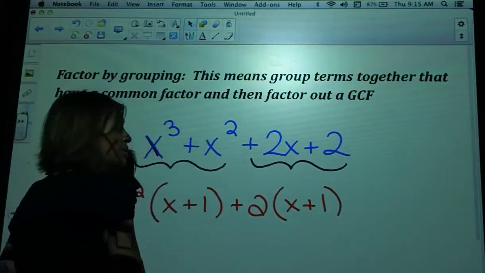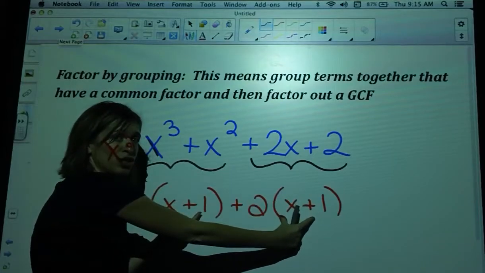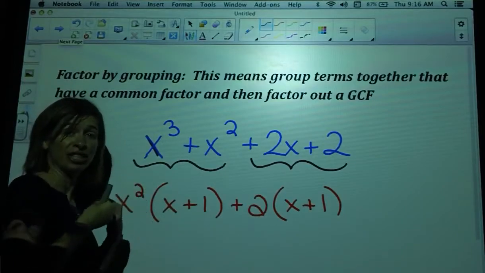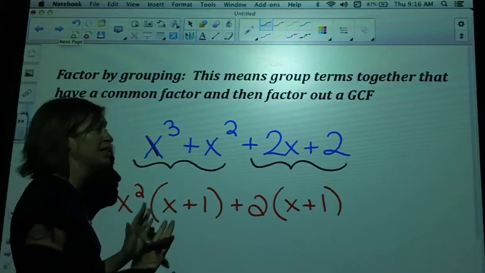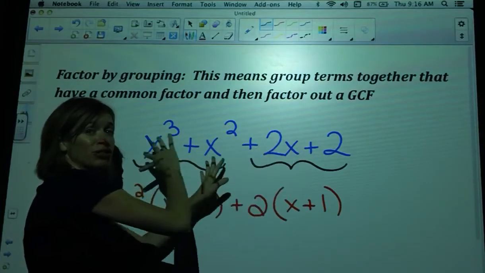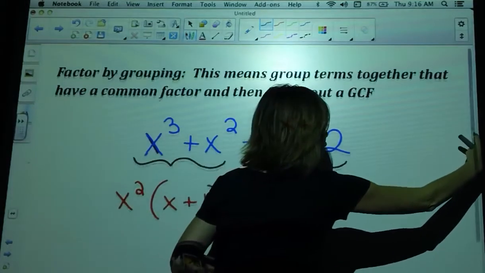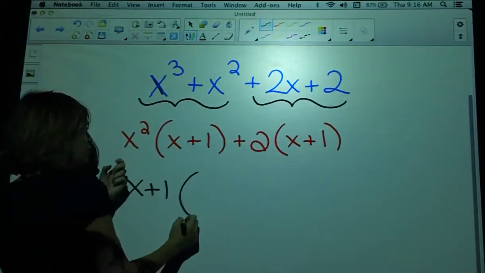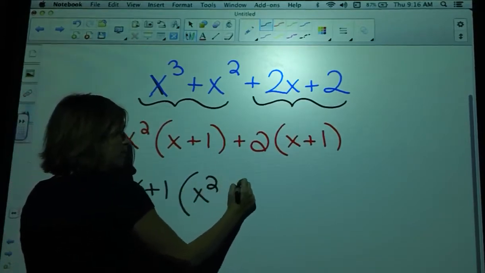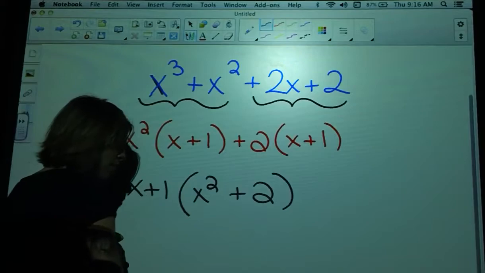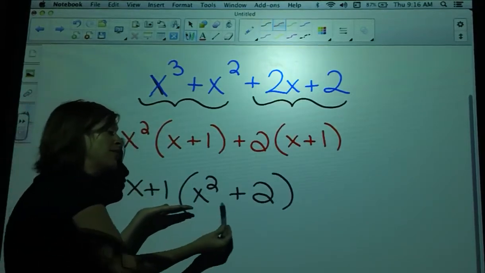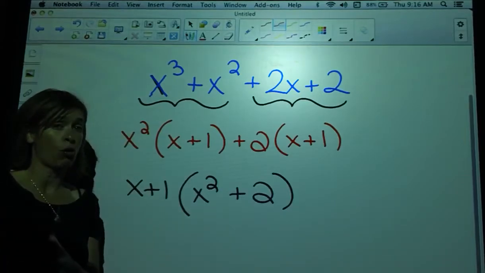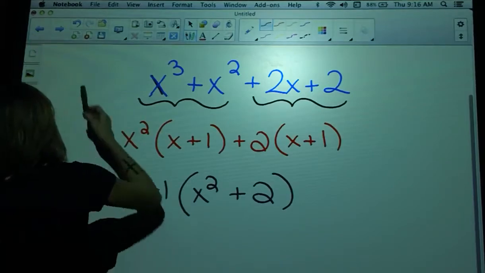Now, in order for the grouping to be correct, these 2 binomials you got have to be exactly the same, because now we can factor by pulling out a GCF. If they're not the same, then there's no GCF. You may have to look at different pairs of things that connect. All right, so now we take out the GCF, which is x plus 1, and we're left with x squared plus 2. Now, remember, I'm always saying factor completely. If this were something that could be factored, then you'd have to keep going.